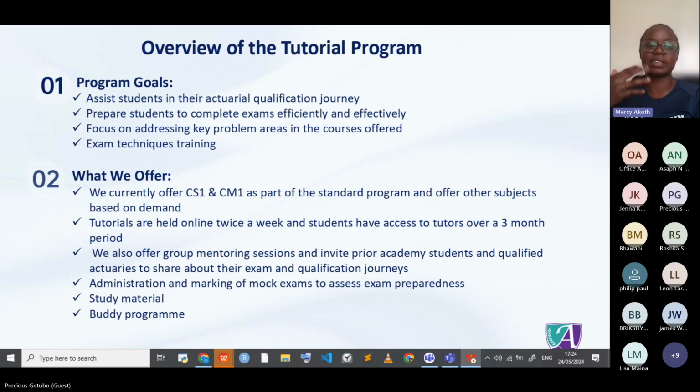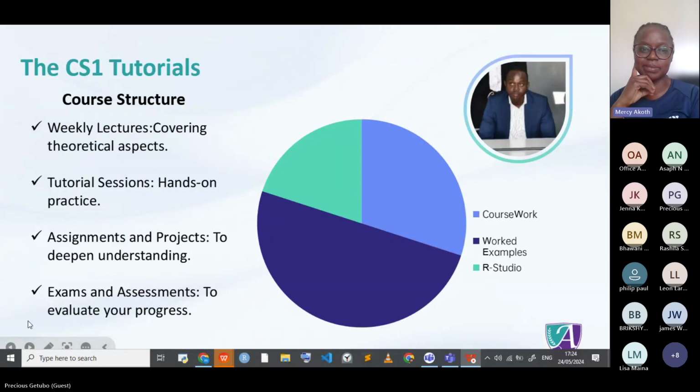So I think that's a plus for the program, because you'll be joining other students who are sitting the same exam. I'll now hand over to our tutors, who will take us into a little more detail on how they run the program.